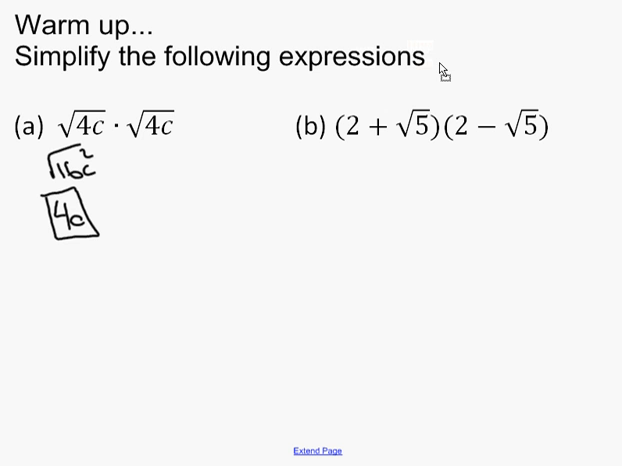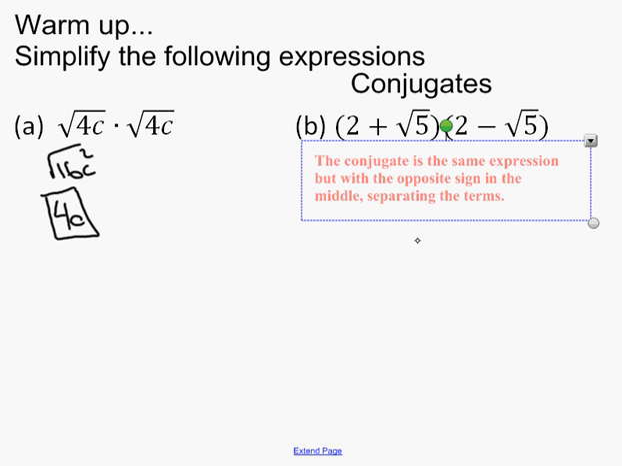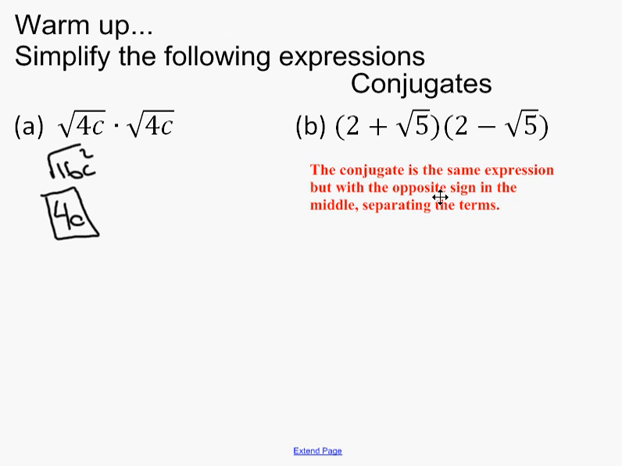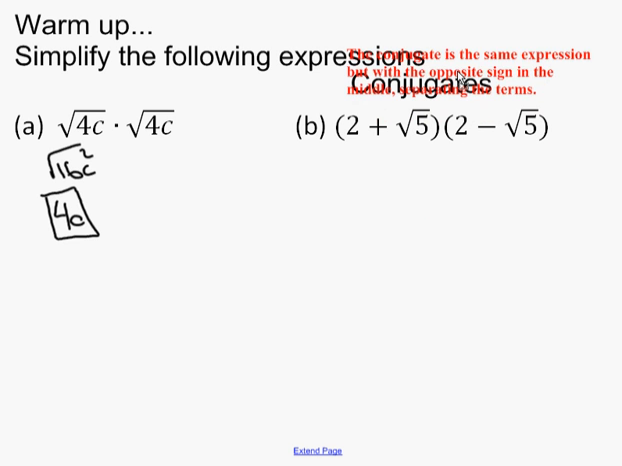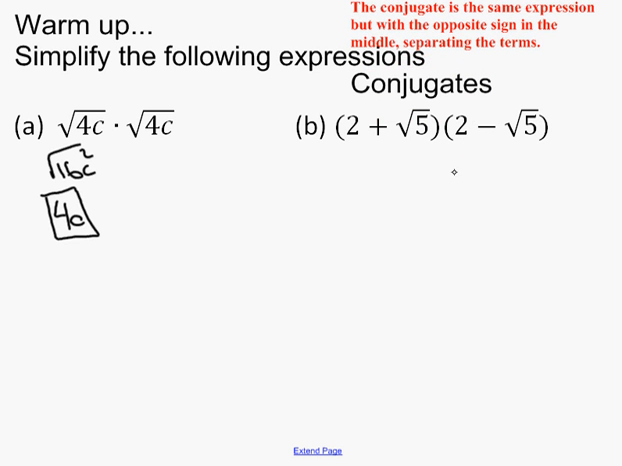Here we are simplifying conjugates. So these are called conjugates. The conjugate is the same expression, but with the opposite sign in the middle, separating the terms. So here we have a pair of conjugates. So let me just move this up here. So let's go ahead and multiply the conjugates.